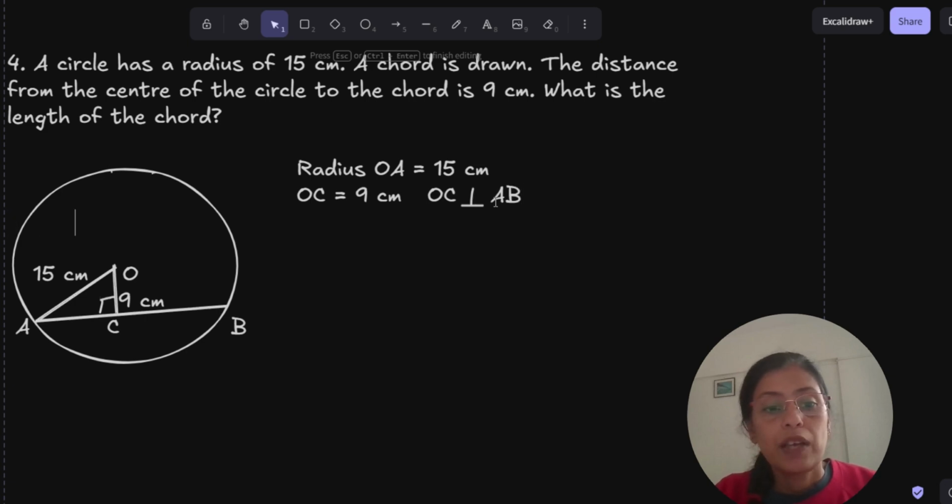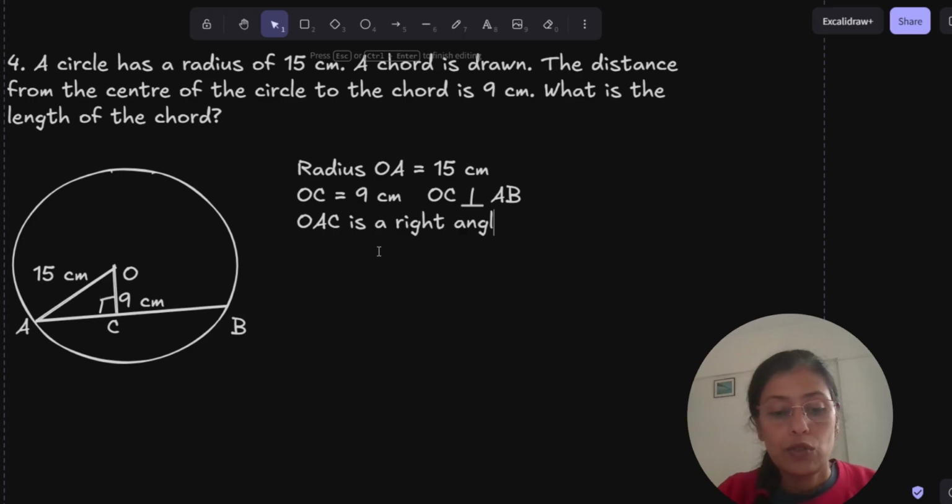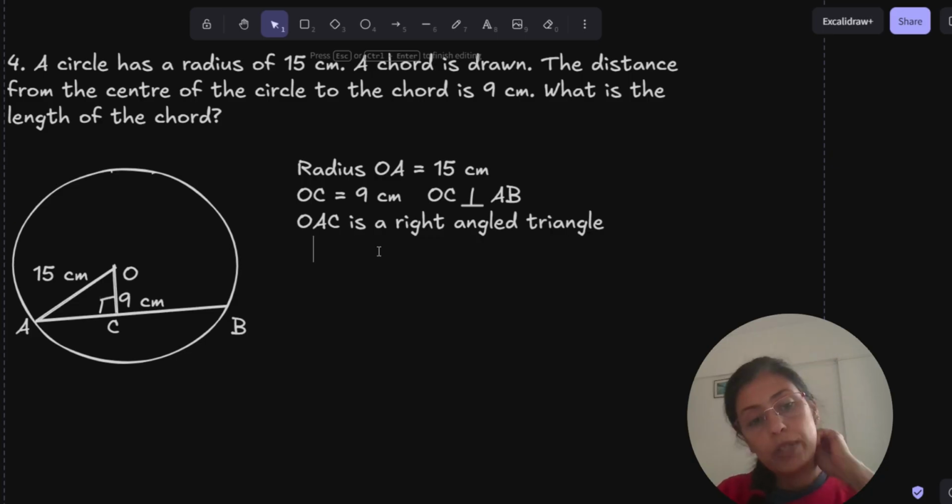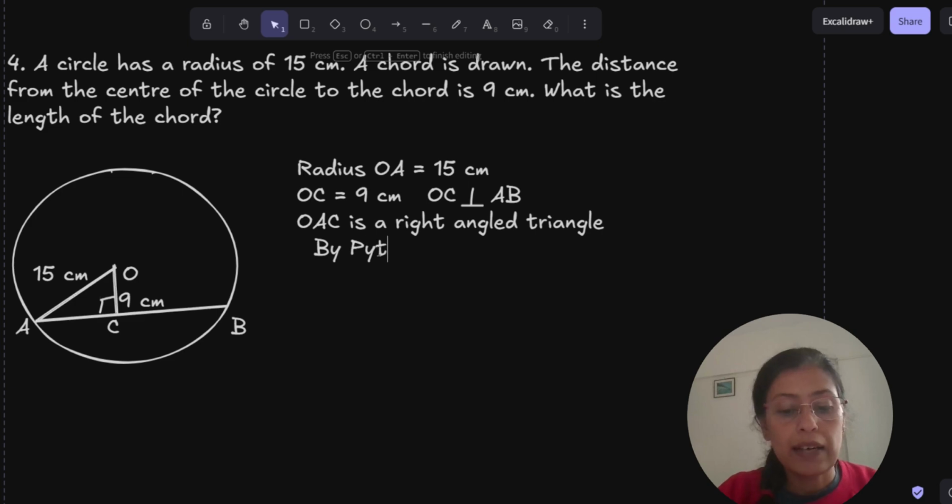So we can very clearly see here, what kind of triangle is this OAC? This is a right angled triangle. So write this right angle triangle. What did I tell about this? That mostly we'll be using the Pythagoras theorem. So with Pythagoras theorem, let's apply that.